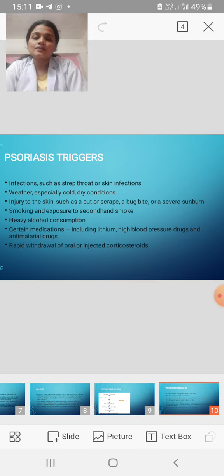corticosteroids. Psoriasis triggers are smoking and exposure to second-hand smoke, heavy alcohol consumption, and certain medications including lithium, high blood pressure drugs, and antimalarial drugs. Also rapid withdrawal of oral or injected corticosteroids, infections such as strep throat and skin infection, and weather, especially cold, dry conditions.